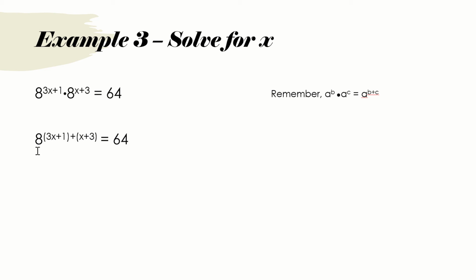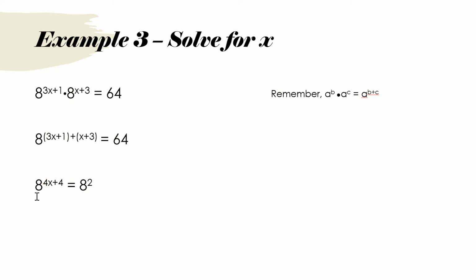So this is really going to be 8 raised to the power of 3x plus 1 plus x plus 3, okay? That's how to simplify it when you have two terms that are multiplied together with the same base, okay? And we also know that we can combine like terms here. So we're basically adding these polynomials. So 3x plus x is 4x. 1 plus 3 gives you 4, okay? And then on the right-hand side, we have 64, but that's also equal to 8 squared, okay?